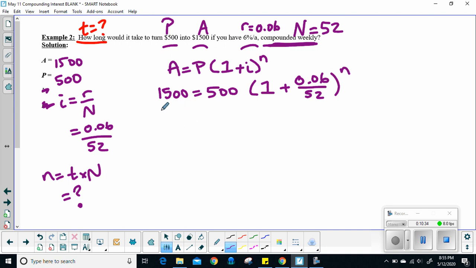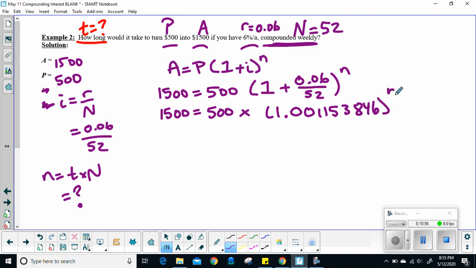All right, let's simplify what's inside our brackets, because let's simplify what we know. 0.06 divided by 52 gives me a big long decimal: 0.0115384, all to the exponent n. Now do not, under any circumstances, stick your 500 in there. This is a separate number. It is off limits for right now because it is attached to that exponent.